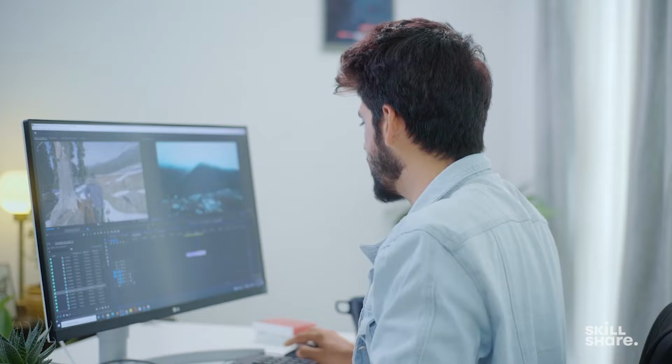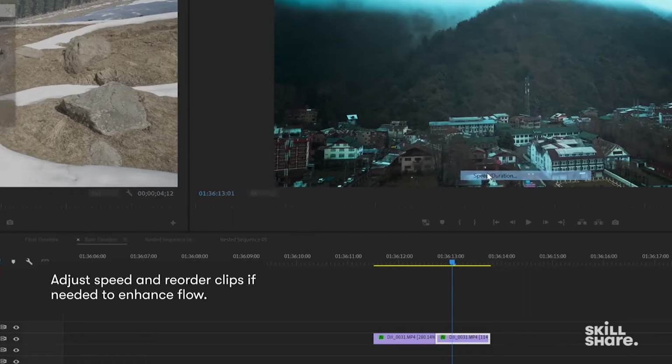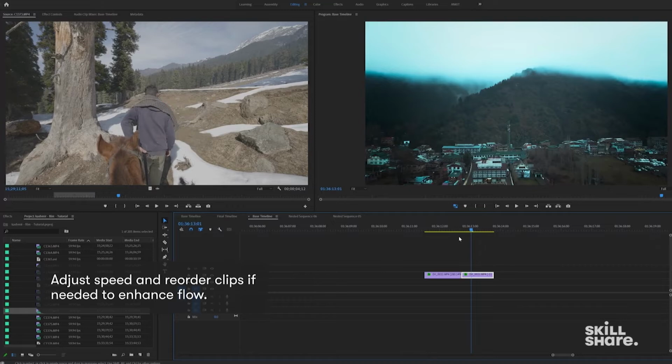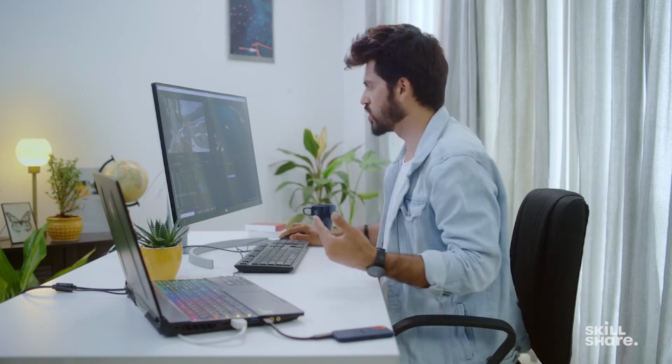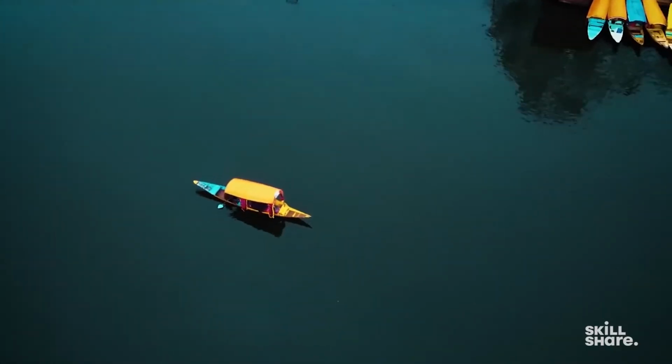So for that, what I did is I reversed the speed. Once I did, now these both shots are matching together. So it adds to the story. So always think about these things too.